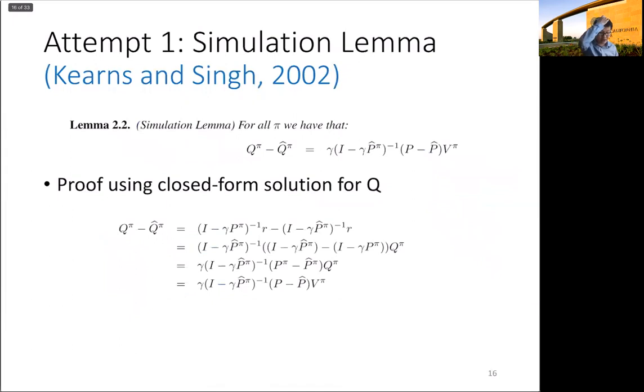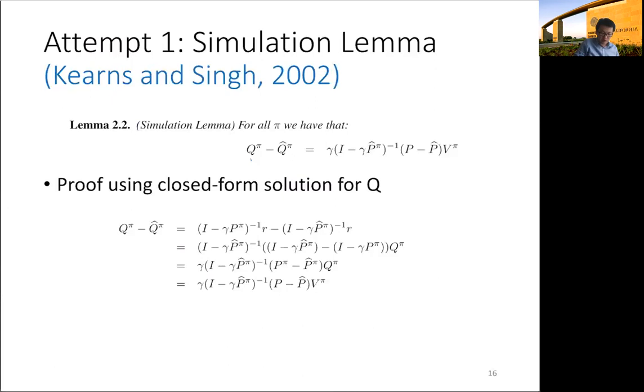Our first attempt will be to use a classical result called a simulation lemma, which decomposes the difference between the Q function of pi on the original MDP and the approximate Q hat function of the approximate MDP for the same policy. It is an identity and it is easy to prove. So let's see how the simulation lemma works.